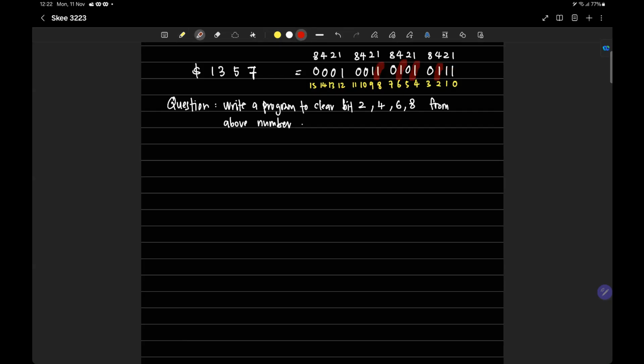To write the program, what you need to do here is identify what is your mask register, which is your operand 2, because we are going to use the BIC.